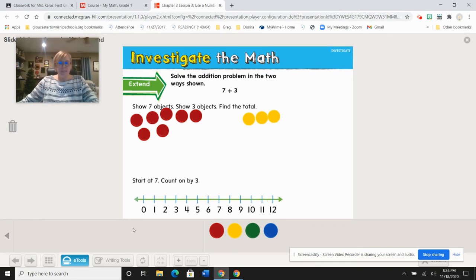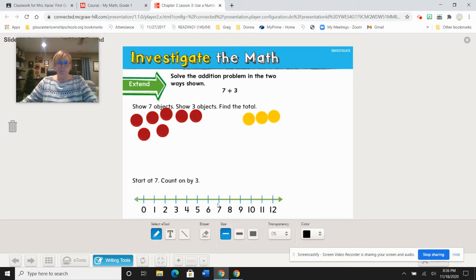Now this one, it says to start at the 7, and I like to circle the number that I start on. Okay, so count and then count on by 3. 1, 2, 3, and look what I got, 10 as the sum. Okay. All right. Good job.